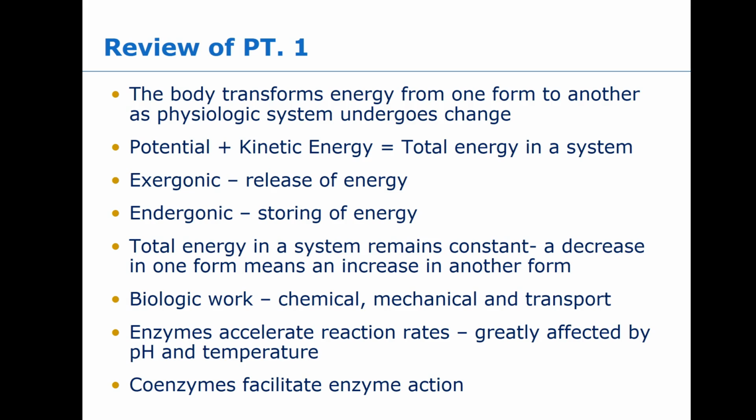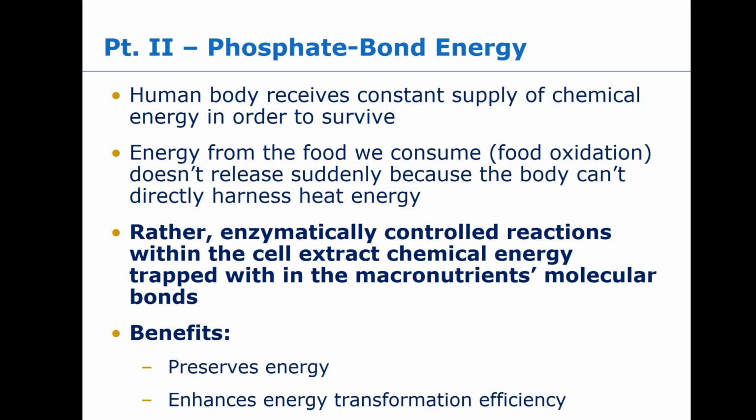Know the 3 forms of biological work. So we talked about chemical, mechanical, and transport work. Be aware that enzymes accelerate our reaction rate and are greatly affected by pH and temperature. And our friends coenzymes help the enzymes through facilitation of enzymatic actions. So at this point, if you are still confused with some of the major concepts or you missed something, feel free to pause the video and go back and either look at your notes or your outlines for Chapter 5 Part 1, or reread the text for more clarification. Or you can also send me emails with questions. At this time, we're going to go ahead and jump in with part 2, looking at phosphate bond energy.